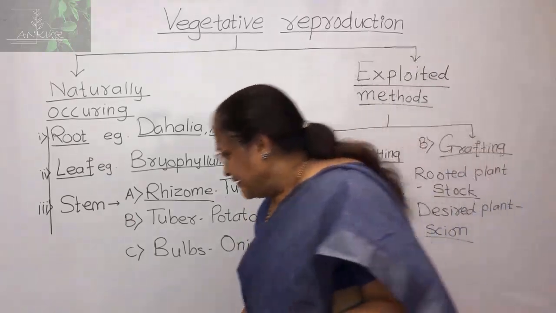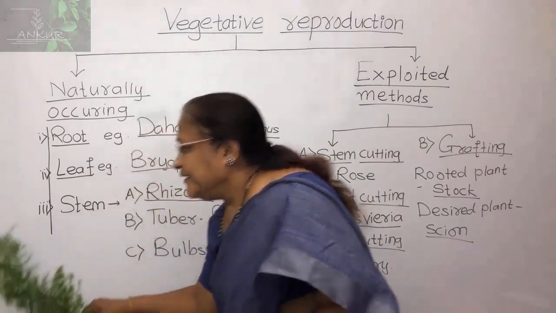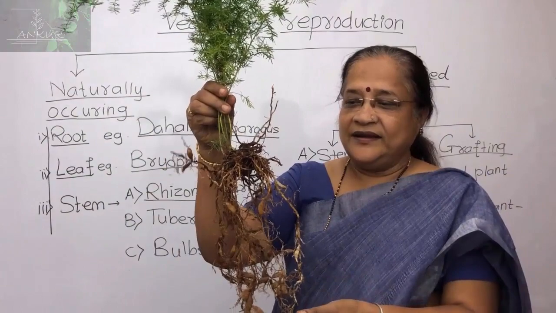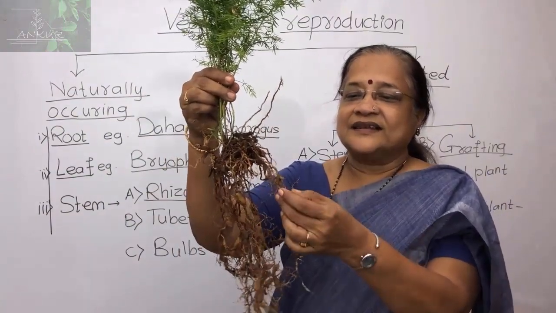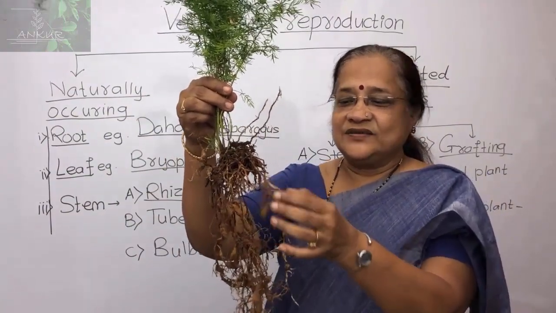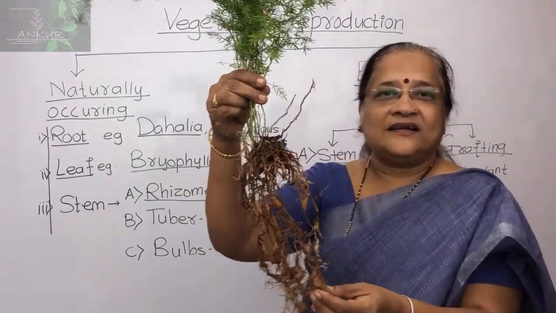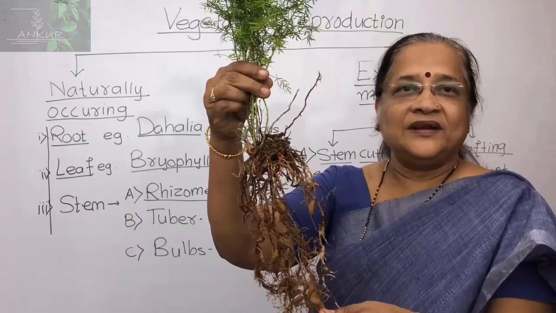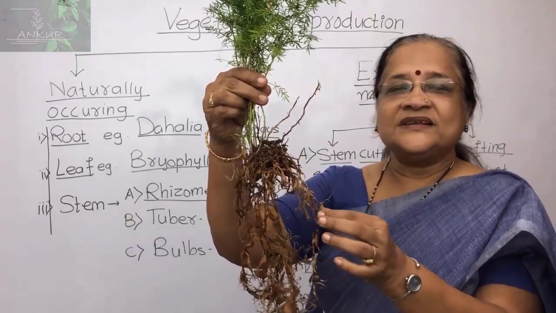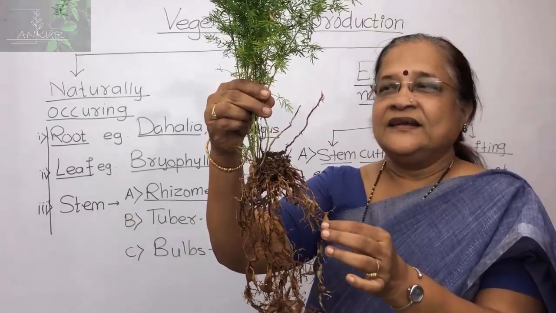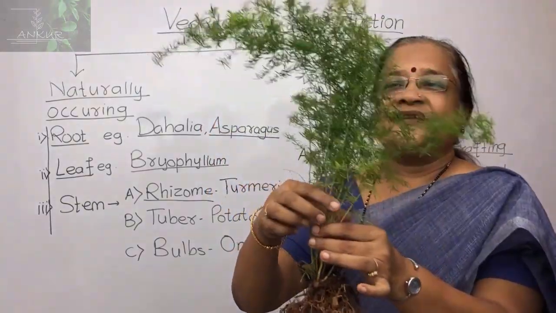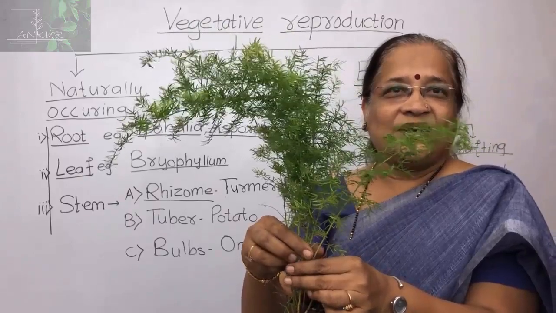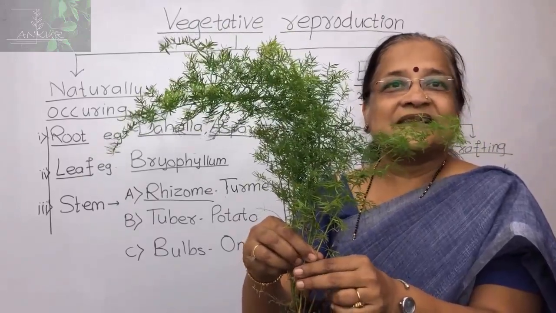Another example is asparagus, or what we call shatavari. In this shatavari you can see some tuberous parts. These are the tubers coming from the root, and sometimes we call it the fasciculated tuberous root. From these root tubers you again get this very beautiful looking plant, the asparagus, which in Marathi we call shatavari.